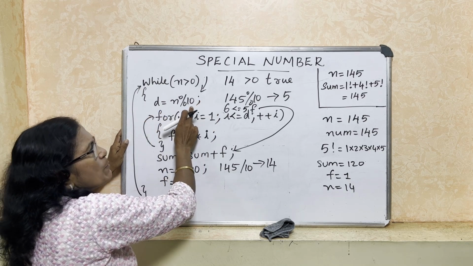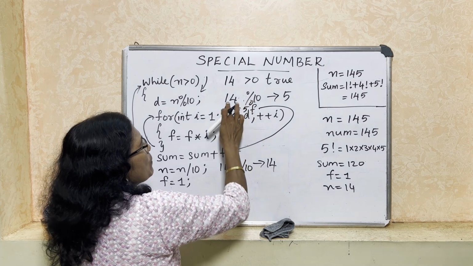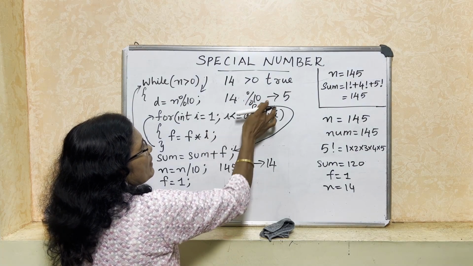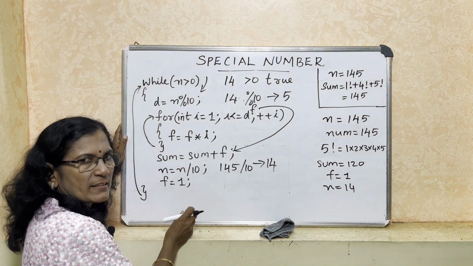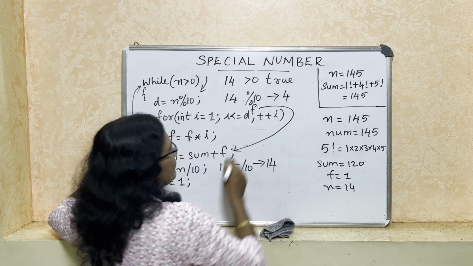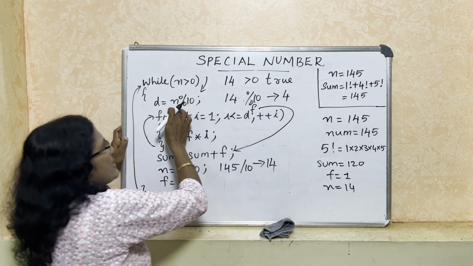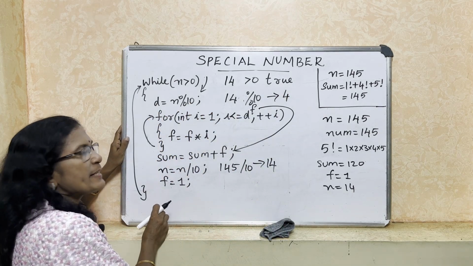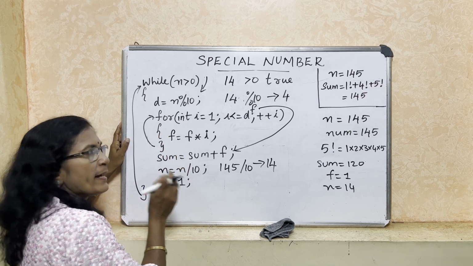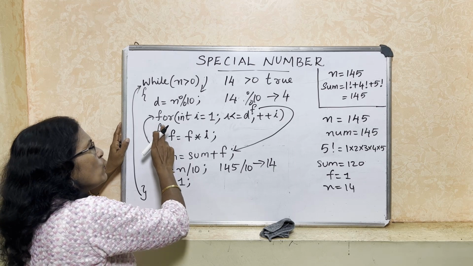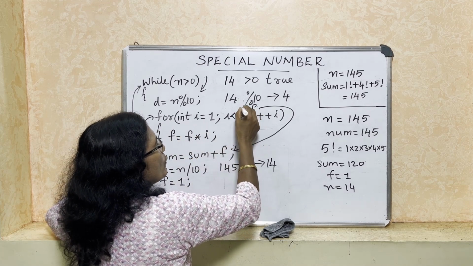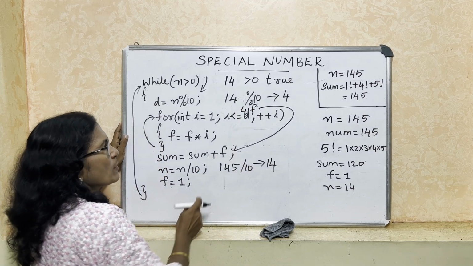Digit equal to n modulus 10. 14 modulus 10, the remainder of the division 14 divided by 10. The remainder of the division is 4. So that 4 is assigned to D. Now the value in D is 4. Now we are going to calculate 4 factorial. So at this round of iteration, the for loop takes all the values from 1 to 4, as the value of D is 4.